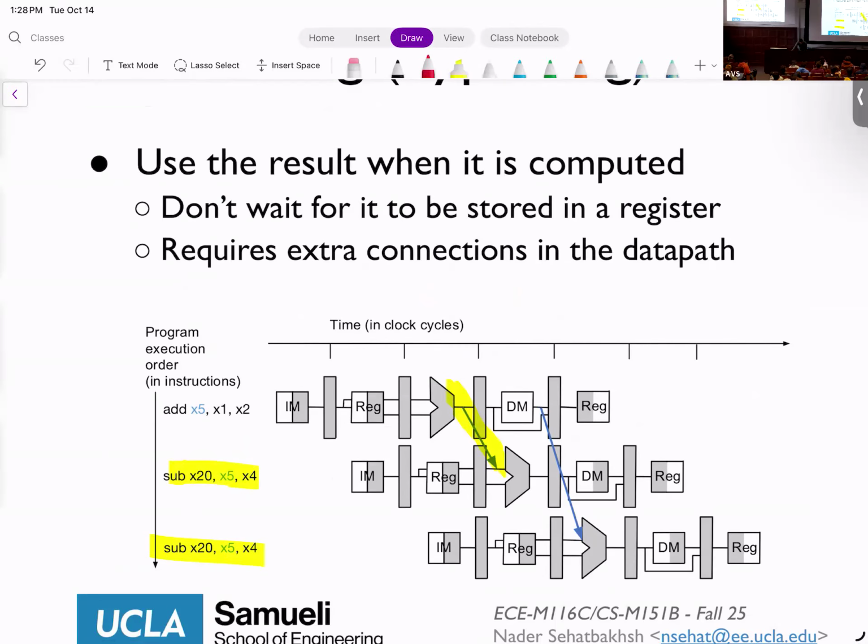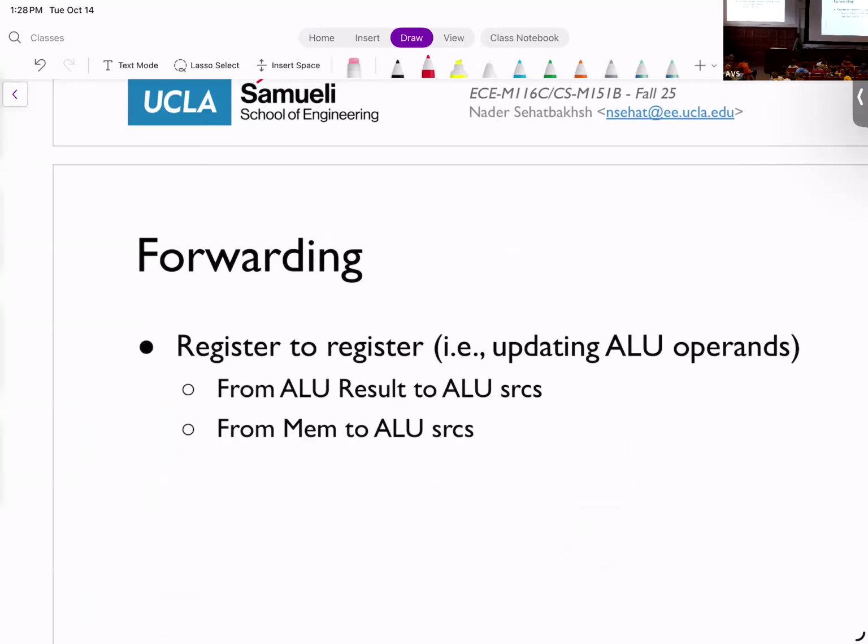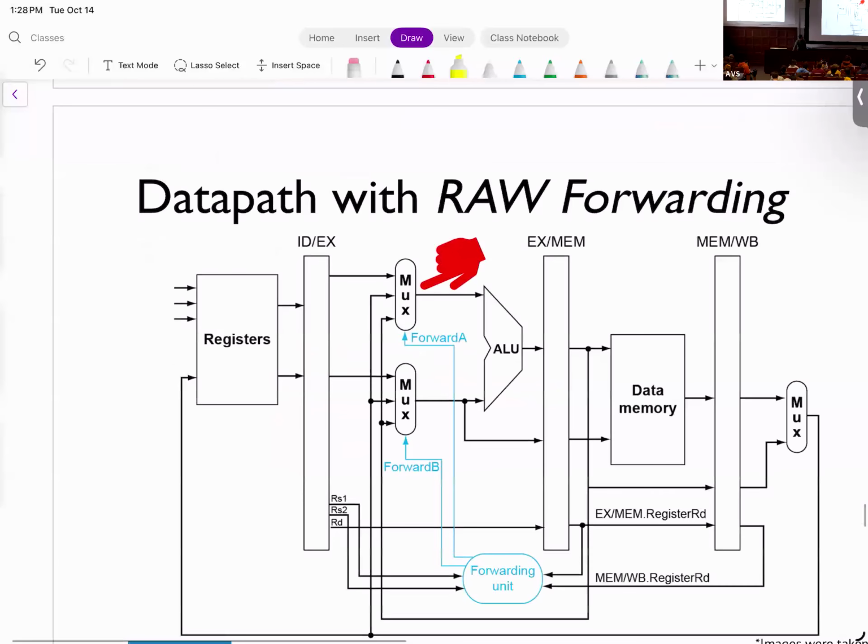If I look at this x5 and x5 here, as I said, this is the updated value of x5. It goes to the next cycle. Again, here I have the updated value of x5. I can forward this to here, and again, I'm going to have the updated value of x5, right? So essentially what I need to do is this register-to-register transfer, where I transfer either from the ALU results to the ALU source or from the memory to the ALU source, okay? So this is how it looks.